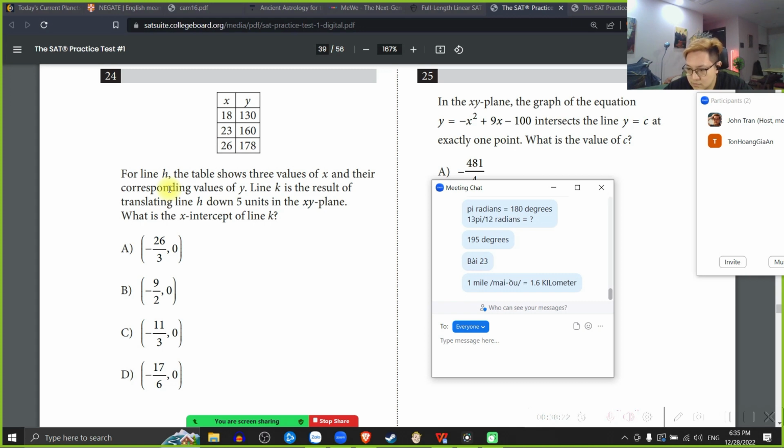What is the X intercept of line K? The X intercept of line K.